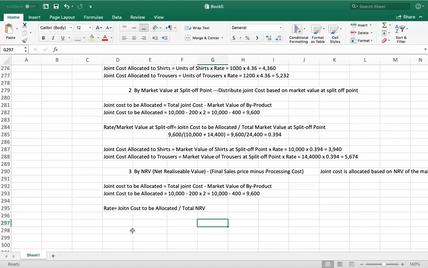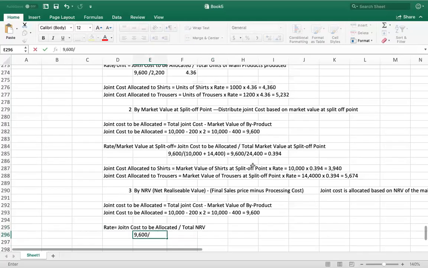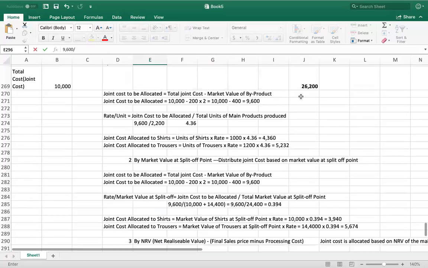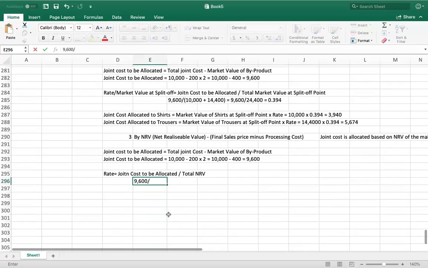So this is how we will calculate the joint cost to be allocated. The joint cost to be allocated is 9,600 divided by the total NRV, which is 26,200. So how much is the rate? 9,600 divided by 26,200 is equal to 0.3664.